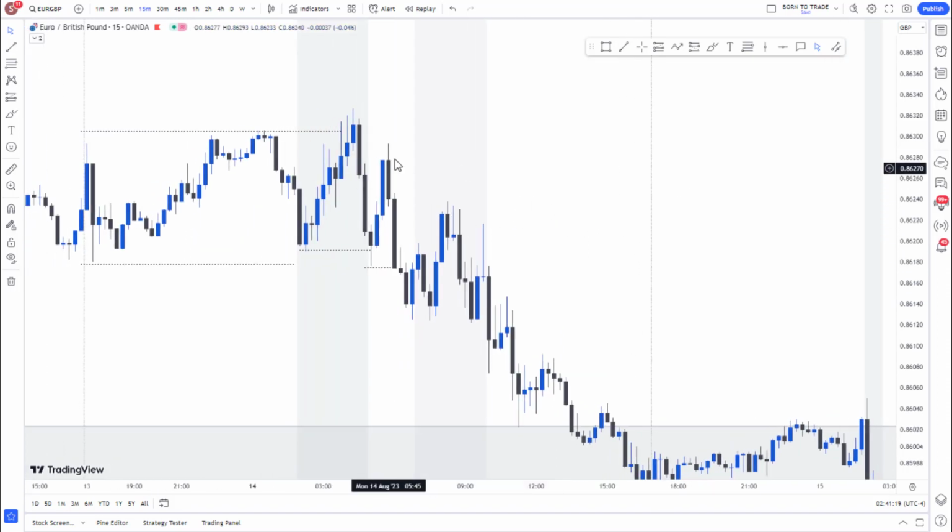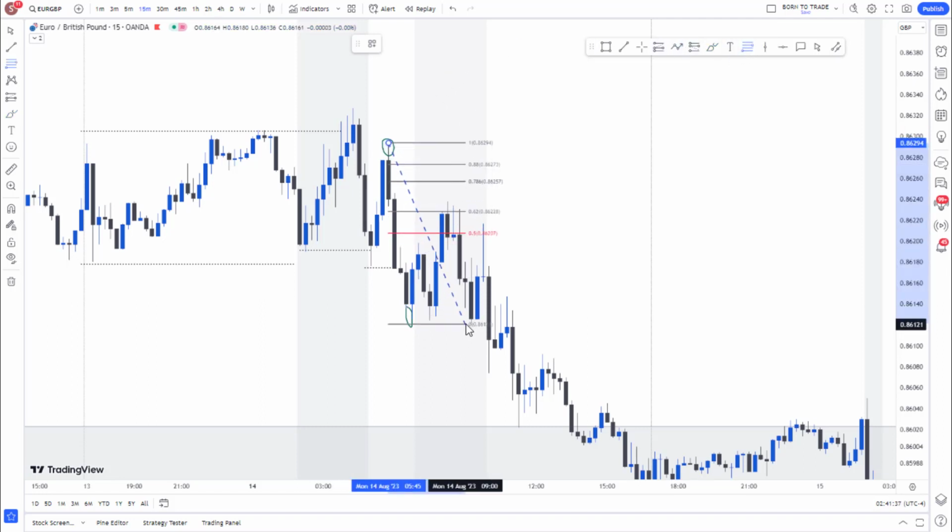Now, what are we going to do? We're going to look for an optimal trade entry during the New York Killzone. What we can see right here is that this is a high, and this was the current low before the open of the New York Killzone. So you're going to measure from this particular high to this low.